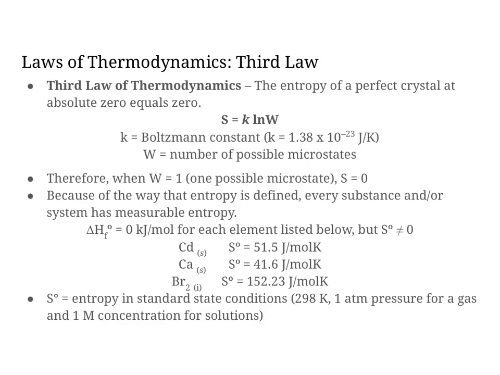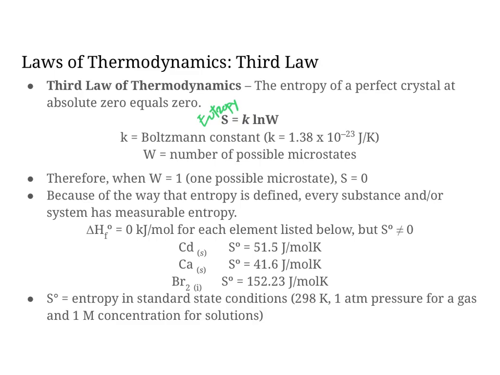So the third law of thermodynamics says that the entropy of a perfect crystal at absolute zero is always equal to zero. And then we have a new formula called S is equal to K natural log of W. So S is entropy, K is the Boltzmann constant, and W is the number of possible microstates. The Boltzmann constant is something that you would never have to memorize, but it's 1.38 times 10 to the minus 23 joules per Kelvin.